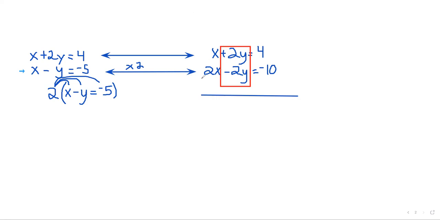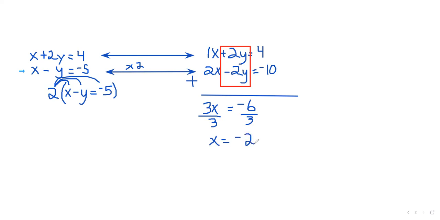If we combine these two, or add them, we'll just use a big plus sign. And I see a letter by itself, so I'm going to stick a 1 in front of it. So 1x plus 2x is 3x. Remember, if the letters are exactly the same, just work with the numbers. These two go away, which is what we want. And 4 plus a negative 10 is going to be a negative 6. Now we divide both sides by 3, and we get x equals negative 2.